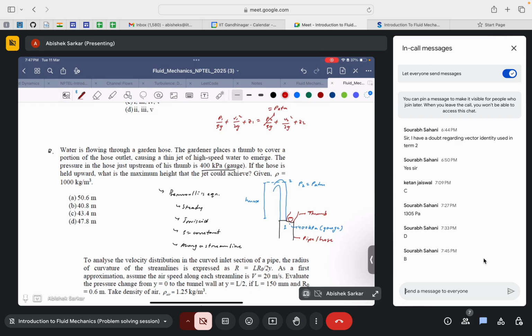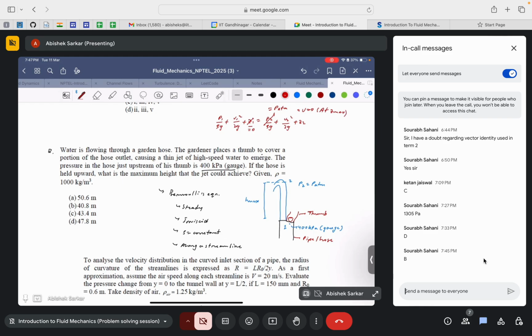Then Z1, if I take it as 0, can also be neglected. So Z2 is something that we need to determine. And what about V2? V2 would be 0, because at maximum height the velocity has to be 0, so this would be 0 at maximum height, at Z max.